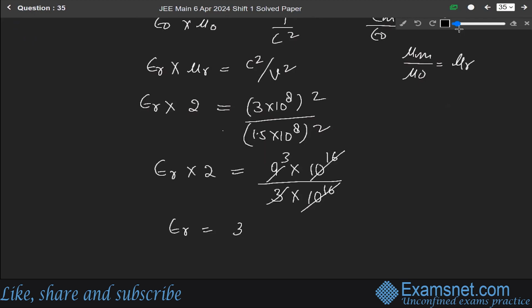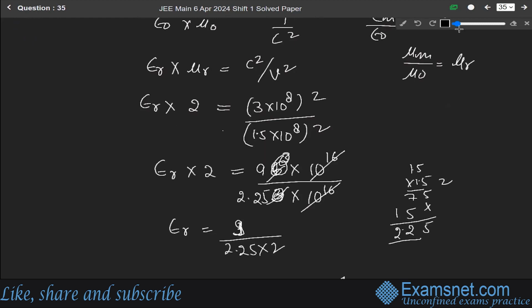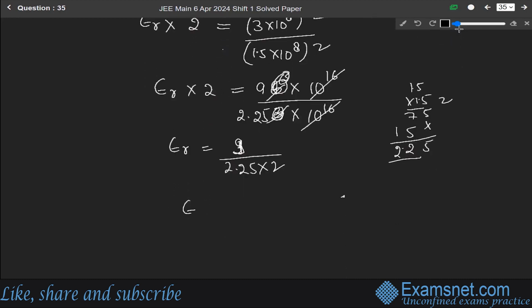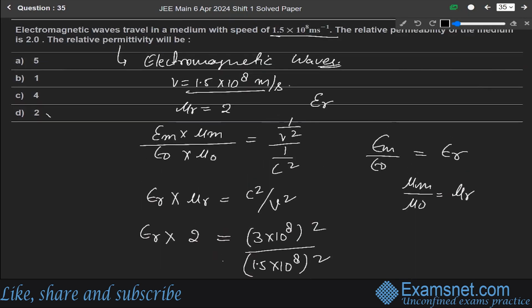Sorry, it is 1.5 into 1.5. So 1.5 × 1.5: 5 × 5 is 25, 5 × 1 is 5, 1 × 5 is 5, 1 × 1 is 1. We will get 225, it means 2.25, not 3. Sorry, my mistake. It will be 2.25. So solving it we get 9 over 2.25 × 2. So epsilon r will be equal to 4 by 2, so epsilon r will be equal to 2. So the correct answer is option D, 2.